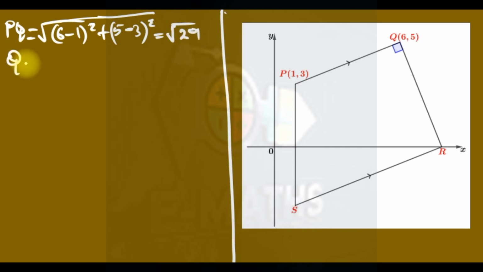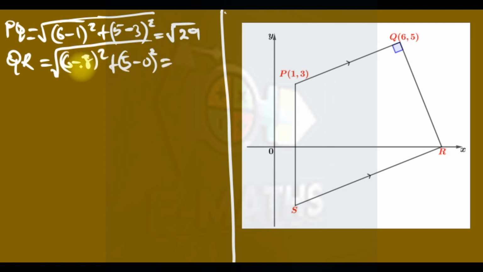So QR. Remember, I've gotten the value of R as 8, 0. So this is 6 minus 8 squared plus 5 minus 0 squared, all in square root. So this is 6 minus 8 is minus 2, so 4 plus 25 is also 29. Square root of 29.